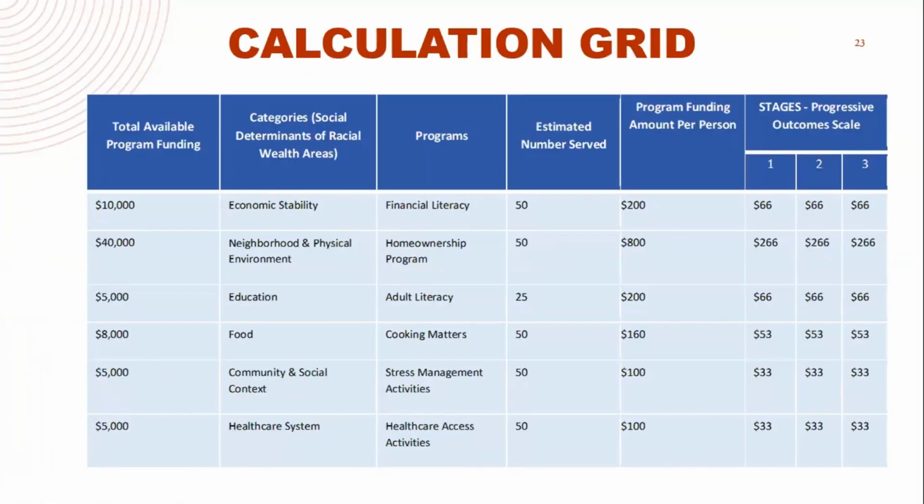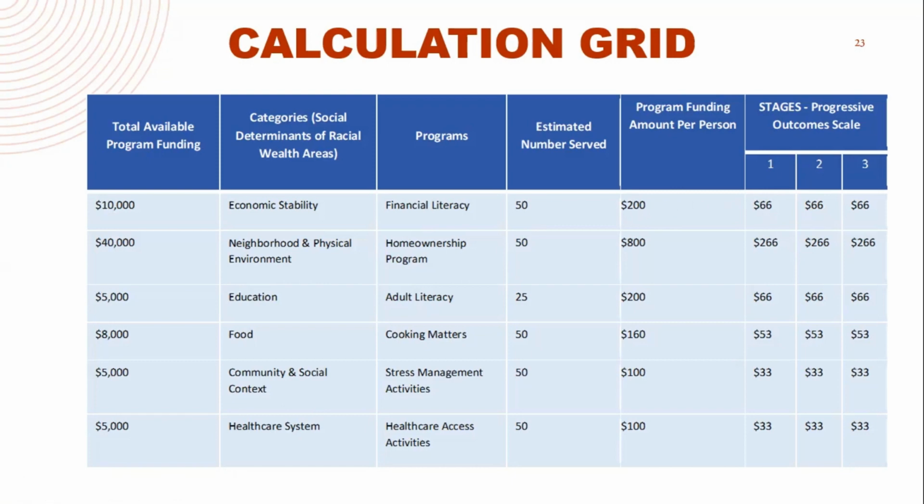Now, this is the calculation grid. And so let's go back to our example regarding economic stability. So economic stability, let's say we were funded $10,000 to do a financial literacy program and to offer that in the community. The estimated number of people that we intend to serve is about 50. That equates to about $200 of our program funding per person. Now we move over to the stages. And you can see, once an individual reaches stage 1, that's only $66 of that $200 spent.